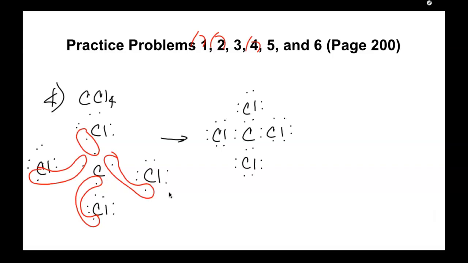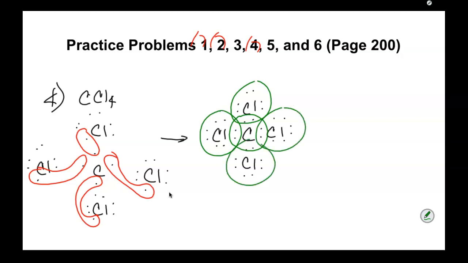Okay, no worries. Then I've got to do some circling. I'm going to circle the 8 here in the center for carbon first. Then I'm going to circle the 8 for this chlorine, the 8 for this chlorine, the 8 for this chlorine, and the 8 for this chlorine. Okay, no worries. And then I have to change my picture to the actual Lewis structure, where I change the shared pairs in the intersections of those circles to lines.